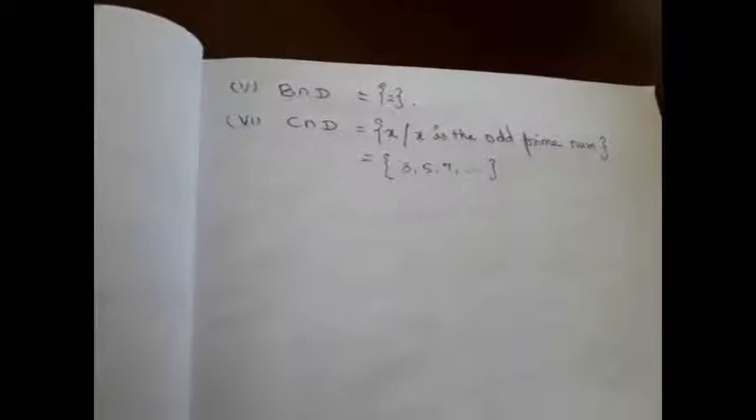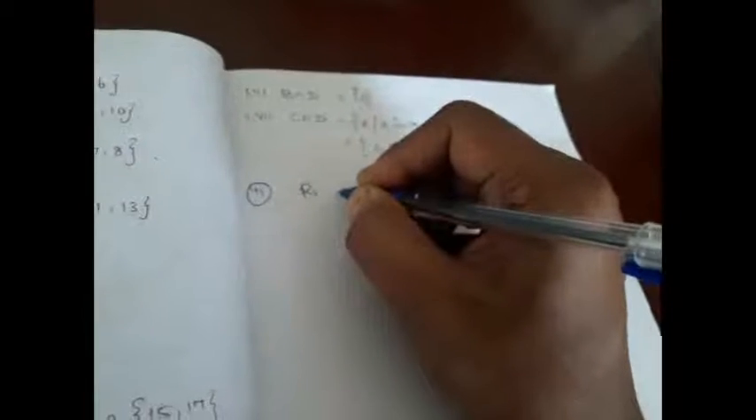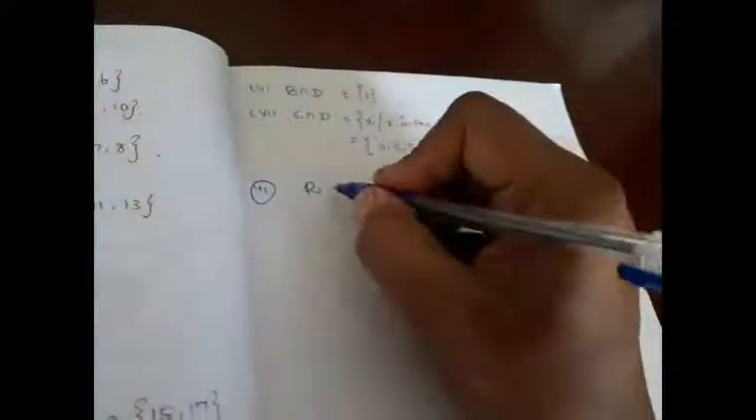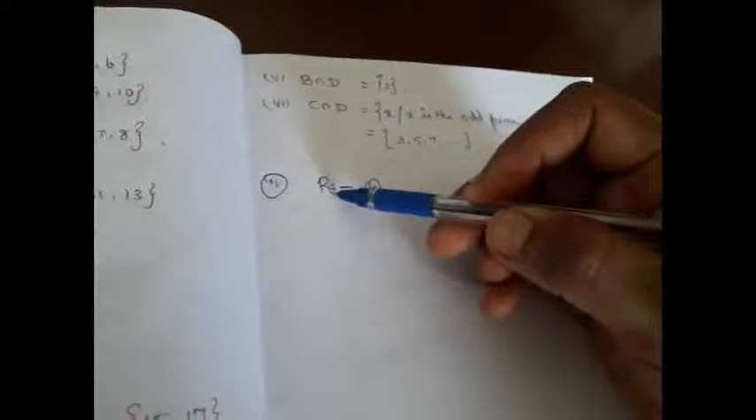11th question is interesting. If R is the set of real numbers and Q is the set of rational numbers, what is R minus Q? See, R is the set of real numbers, we know. Q is the set of rational numbers, we know. They asked you to find what R minus Q is. How will we find the difference? We will leave the common elements and write the remaining elements of the first set.